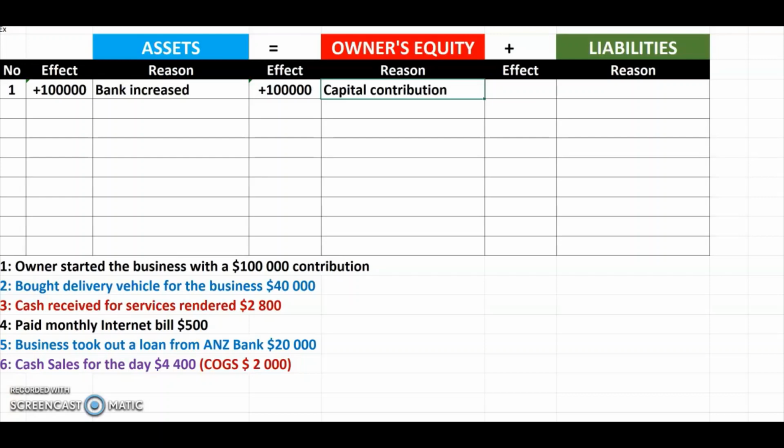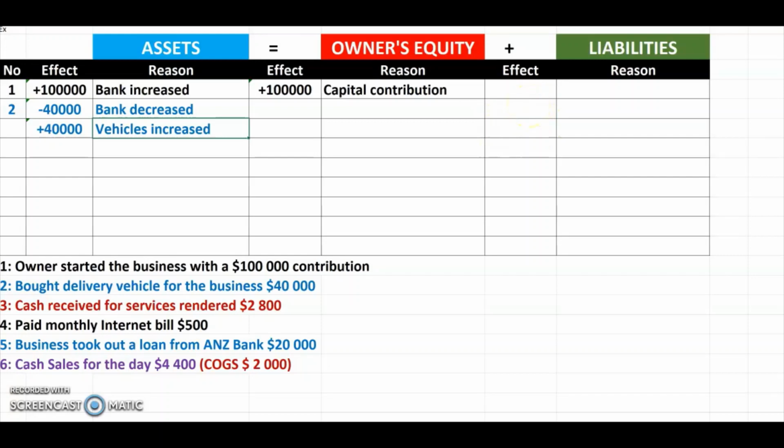If we look at the second transaction, bought a delivery vehicle for the business. So we paid for it. What happens to the money in the bank? Transaction number 2, the effect is minus $40,000. My reason? Bank decreased. I bought a vehicle. Now, vehicle is also an asset. So what happens to assets? It increases by 40,000. And my reason? Vehicles increased. My equation is still equal because 40,000 minus 40,000 is 0. I have 0 on this side of the equation.